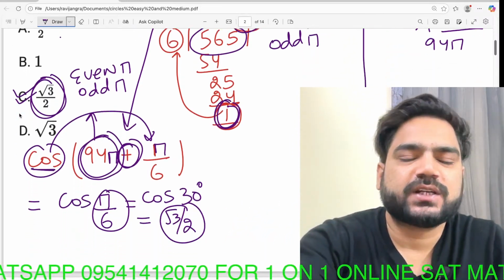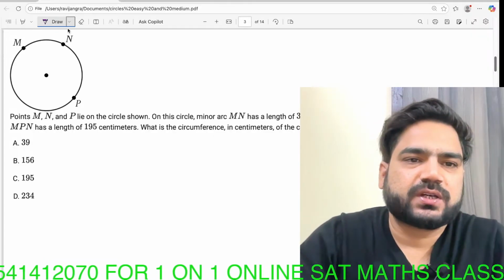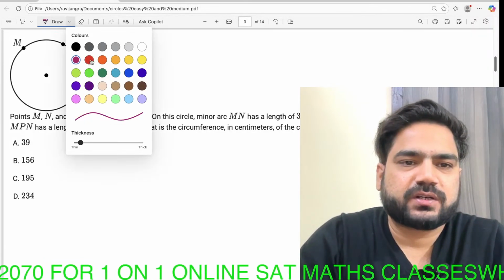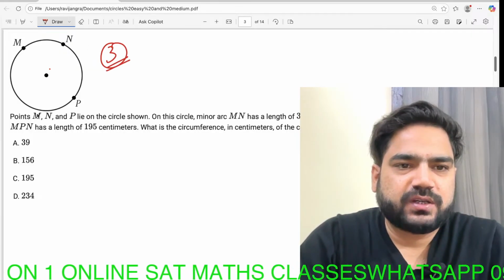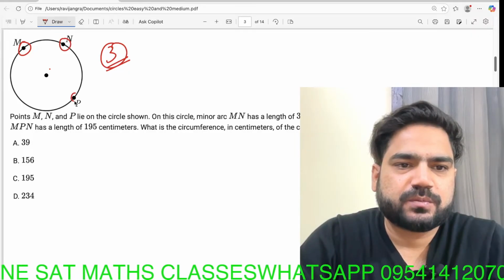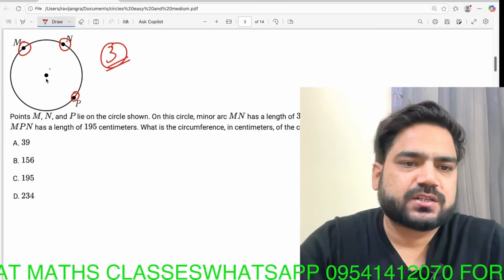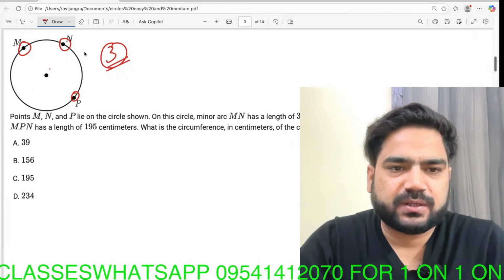So in this class we have 13 questions of circles. So the third question we have, what is it saying? Basically in the third question we have a circle, and M is one point on the circle, N is another point, P is another point. So they're saying that points M, N and P lie on the circle shown.